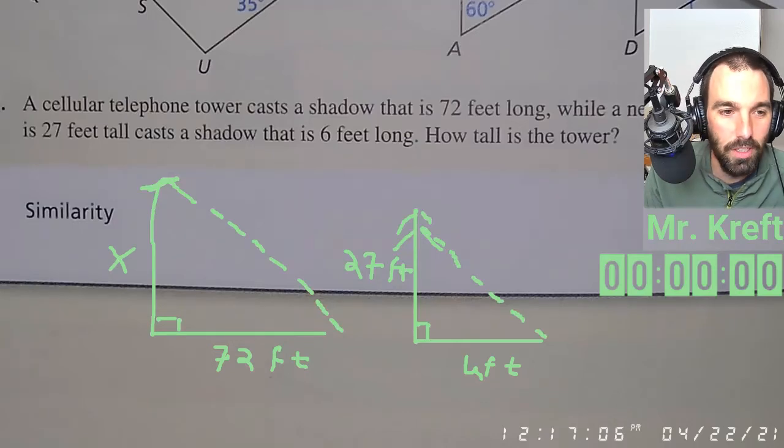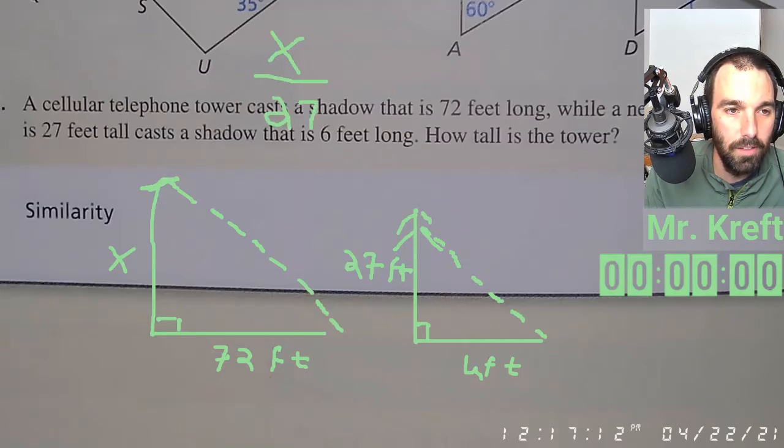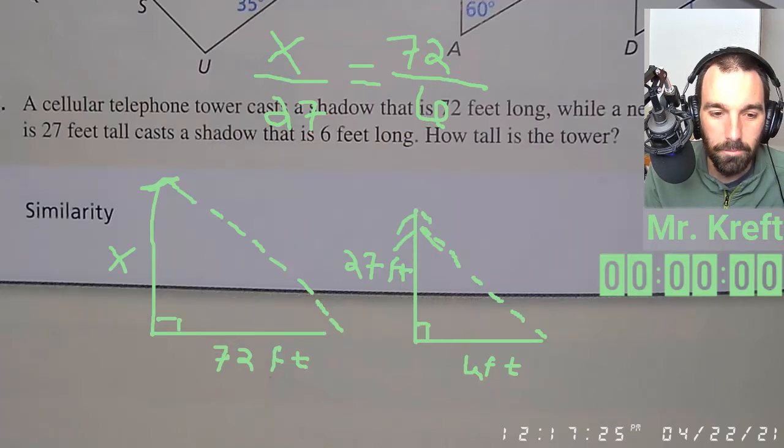So to do this, I'm going to start with what I'm looking for. I'm looking for x. So x is going to go with the height of the other one. And then since I started with the triangle with the cell phone tower, I need to start with that again. So 72 over 6.